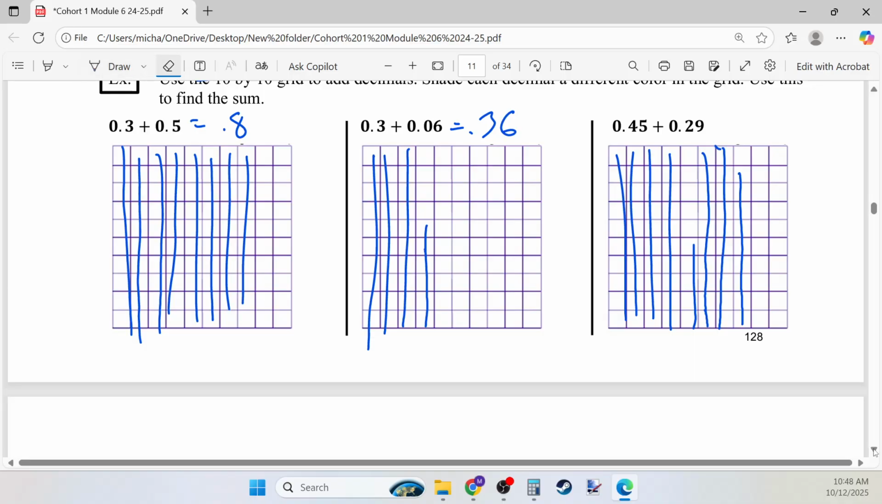You can regroup, move 5 of these over. I have 4 over here. This gives me 1, 2, 3, 4, 5, 6, 7.4. Right, 0.7.